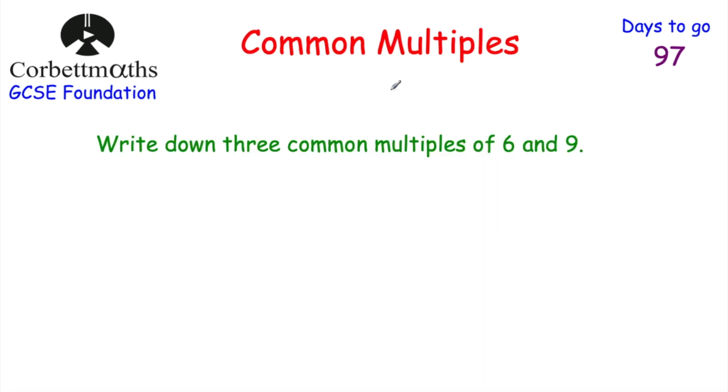Okay, so we've looked at multiples. Now let's have a look at common multiples. So common multiples are very useful whenever you're doing topics such as adding fractions. And we've been asked to write down 3 common multiples of 6 and 9. So let's start by listing the multiples of 6. I'm going to write down the first 10 multiples of 6.